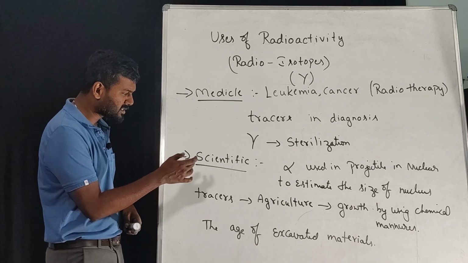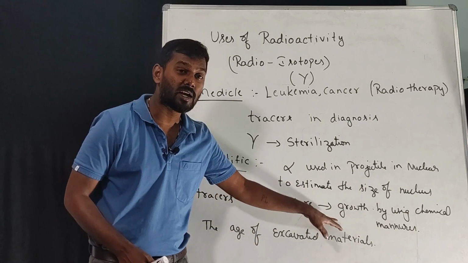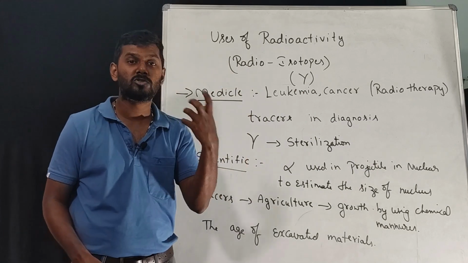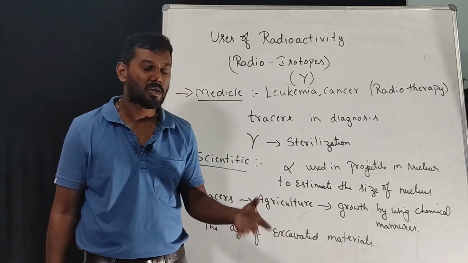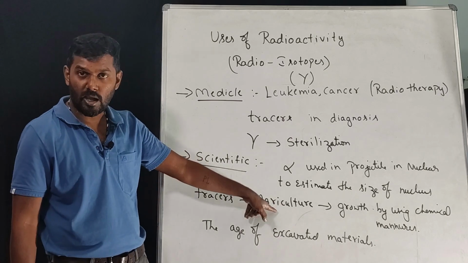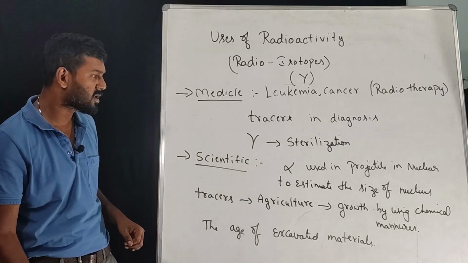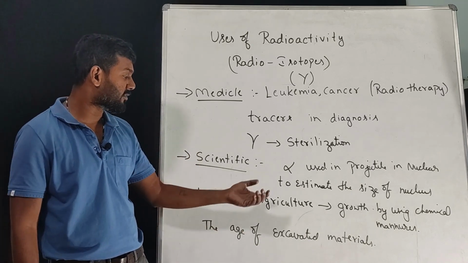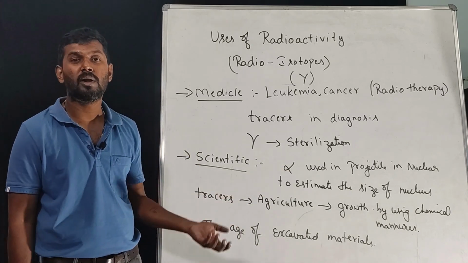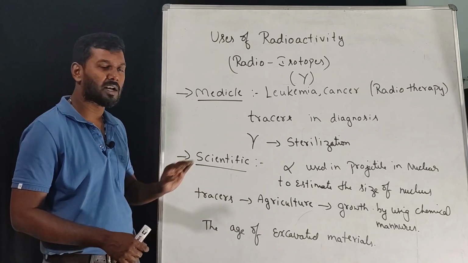Next, again the tracers are used in a scientific way in the agricultural field to study the growth of plants after using the chemical manures. So tracers are used in agriculture to study the growth of plants after using chemical manures or chemical fertilizers. Next, it is used to study excavated materials, that is nothing but the archaeology department. So these are the medical and scientific uses.